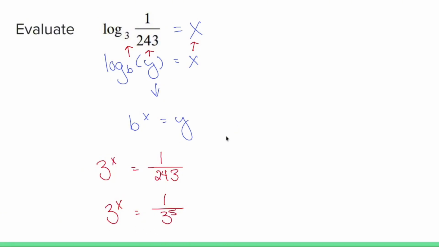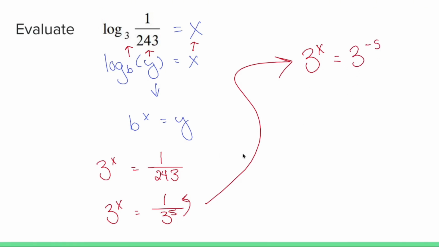Now, we're not quite done yet. What I want to do is make this look like 3 to the x equals 3 to the something. That's not what we have. This is 3 to the x equals 1 over 3 to the something. So I'm going to turn this into 3 to the x equals, why don't I move that up and make the exponent negative, 3 to the negative 5th. Now the same base rule says that if 3 to the x equals 3 to the negative 5th, then x just equals negative 5. So x equals negative 5.